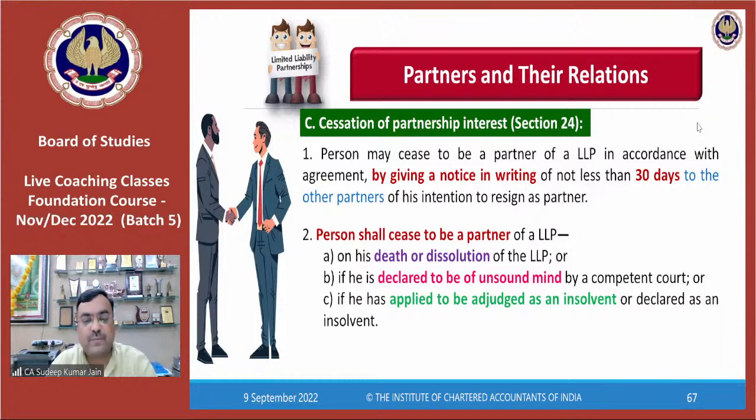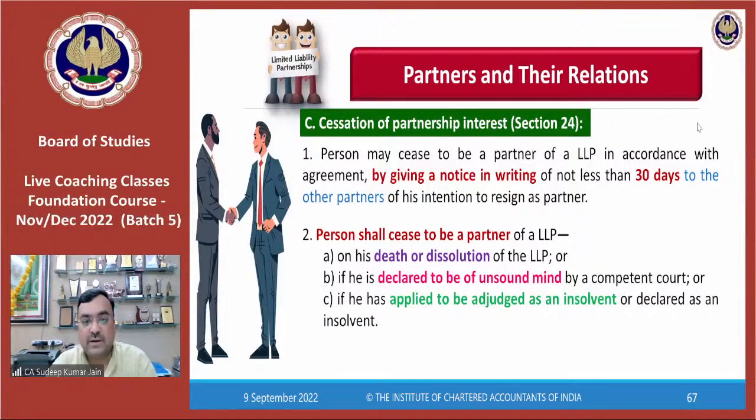It means if a partner wants to give his resignation, a partner may cease to be a partner in accordance with the agreement. Meaning he will retire according to the terms written in the agreement. But he has to give notice in writing of at least 30 days to other partners that he is going to retire from the firm after 30 days. And the person shall cease in these cases compulsorily, the end of the partnership interest.